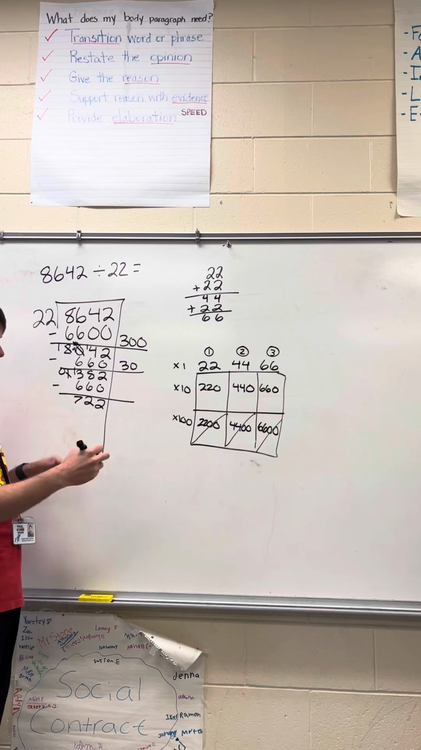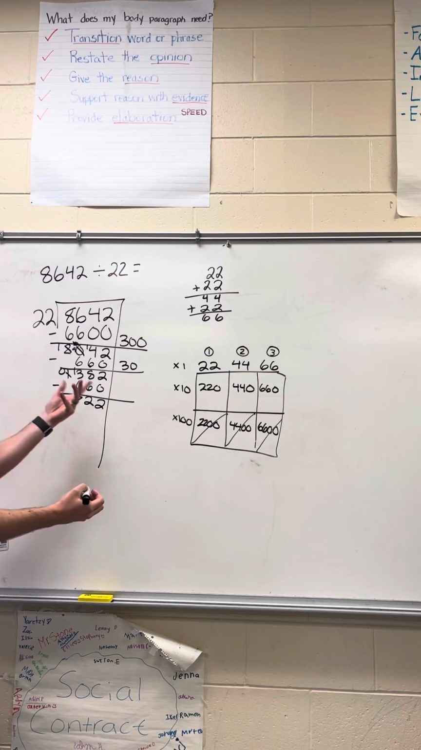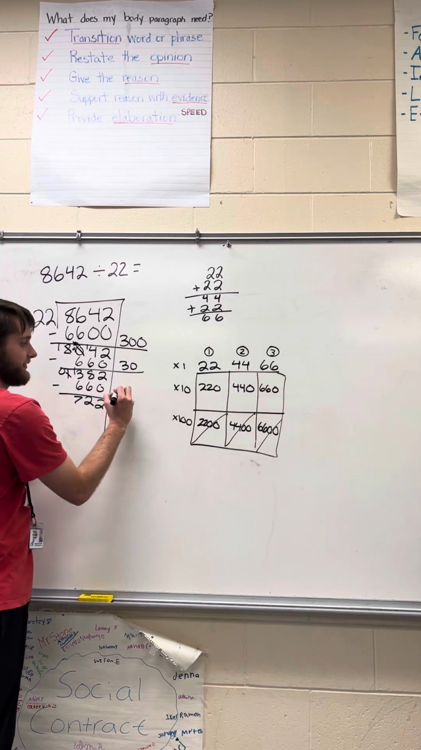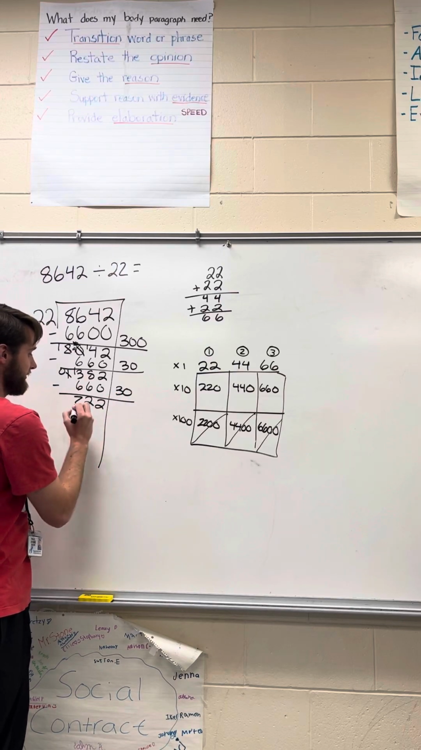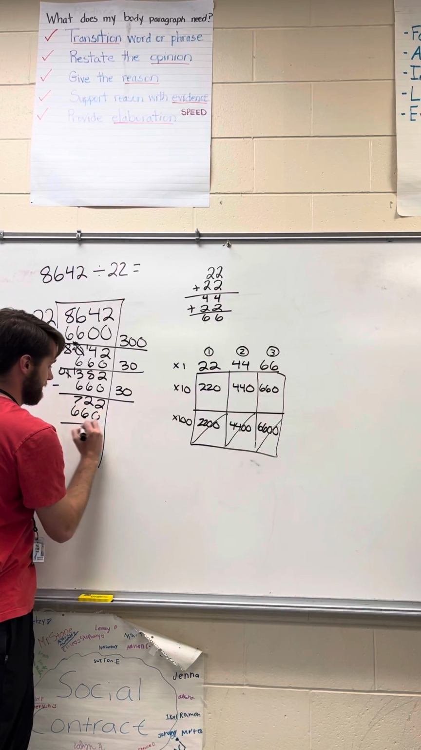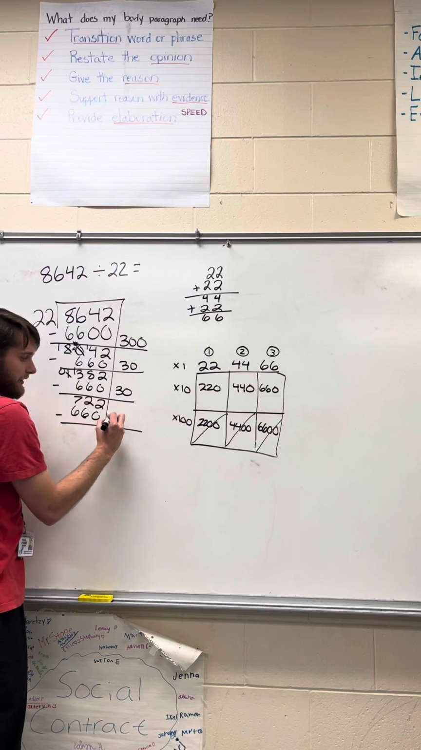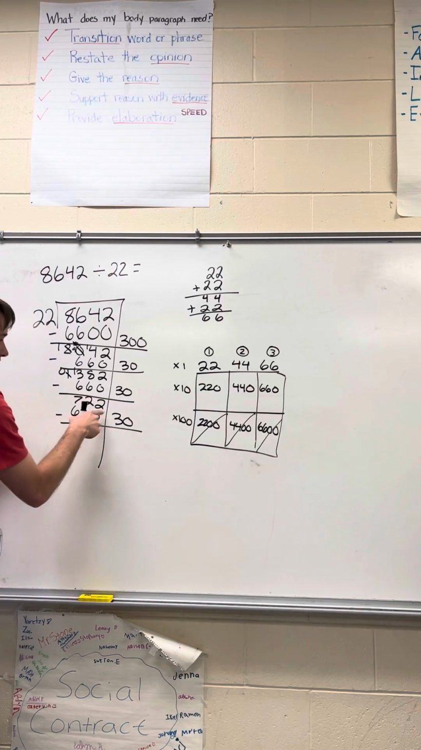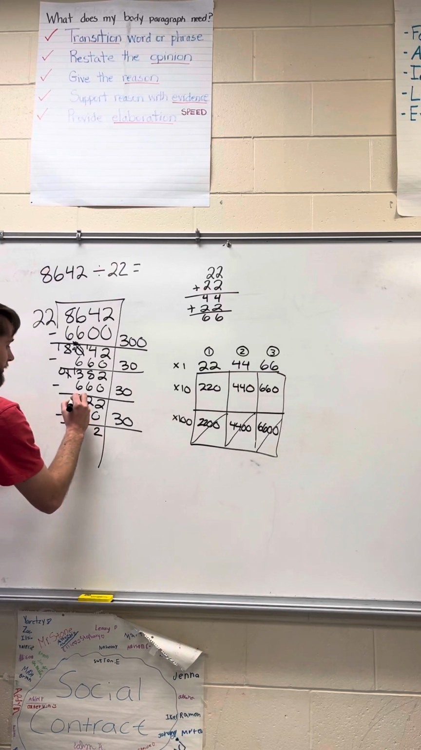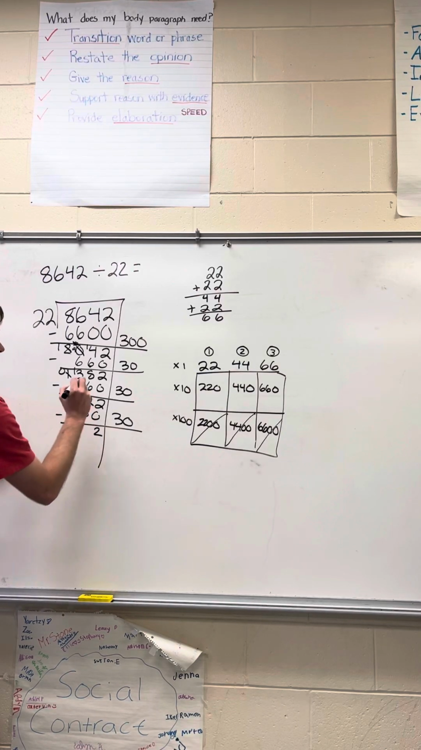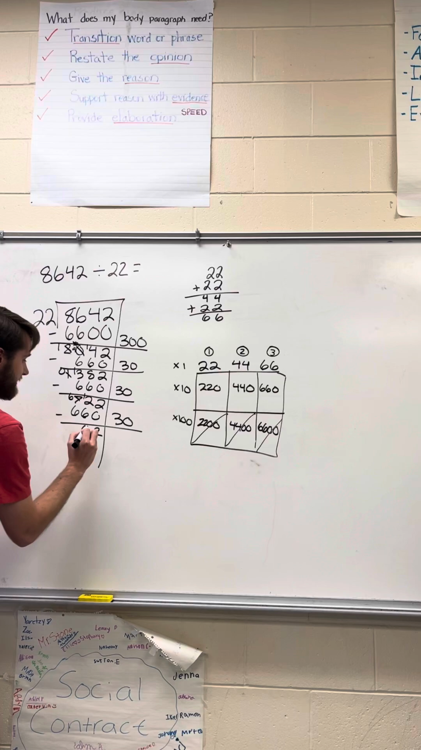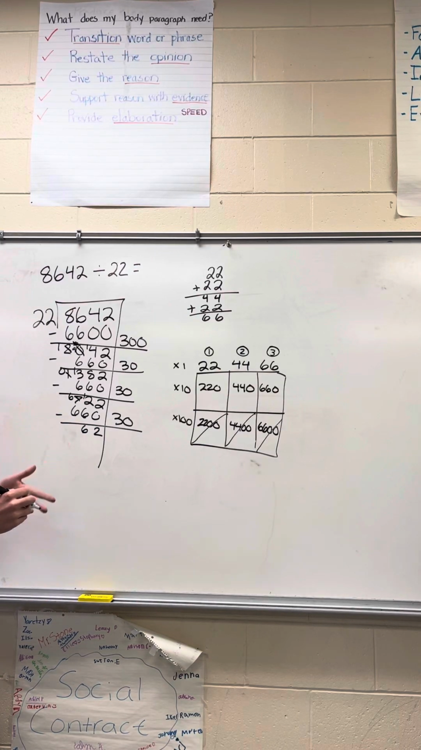Can I use it again? Yeah. Wow. And I almost forgot. This is the same number, right? So I know this is going to be 30 again. So let's use the same number again. And since I know it's the same number, it's definitely going to be 30. Okay, 2 minus 0 is 2. I can't do 2 minus 6, so I'm going to go ahead and borrow from the next one over. 12 minus 6 is 6, and 6 minus 6 is 0.